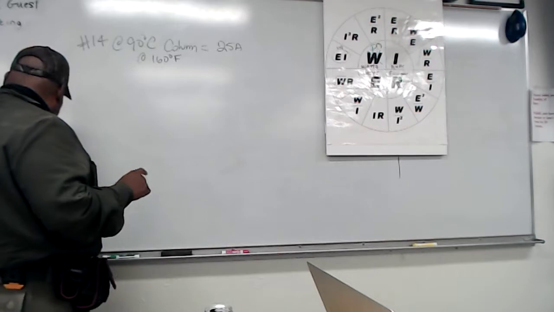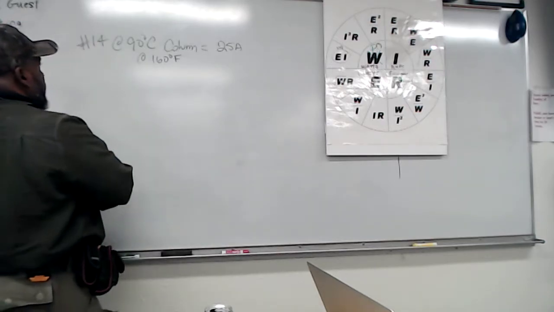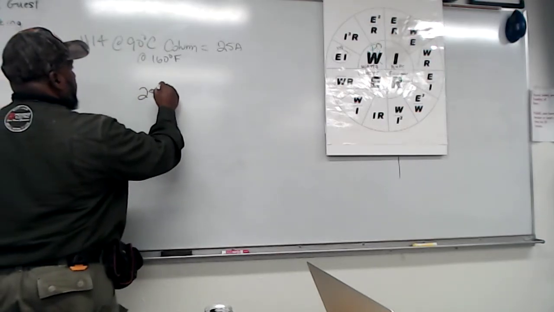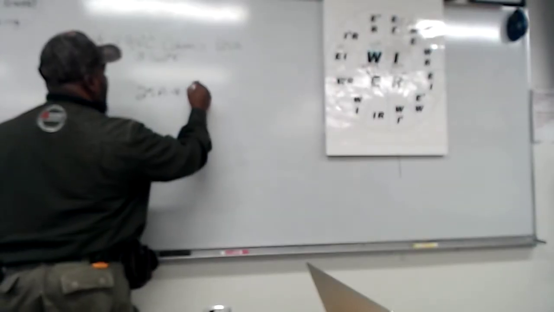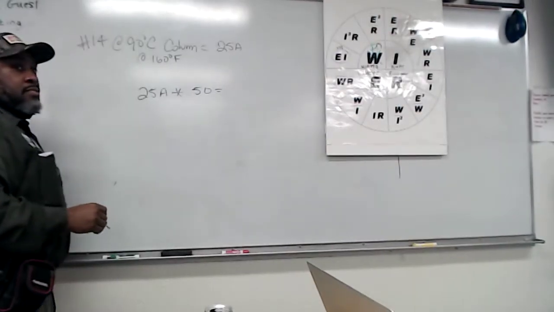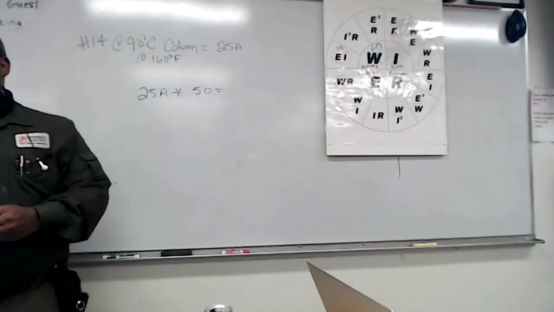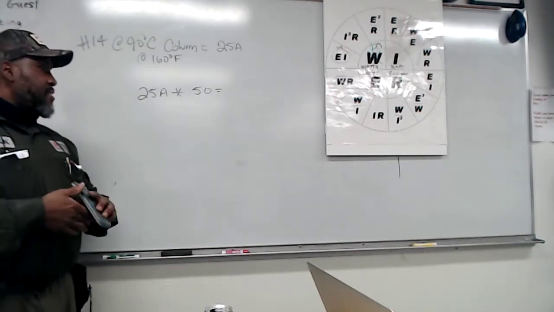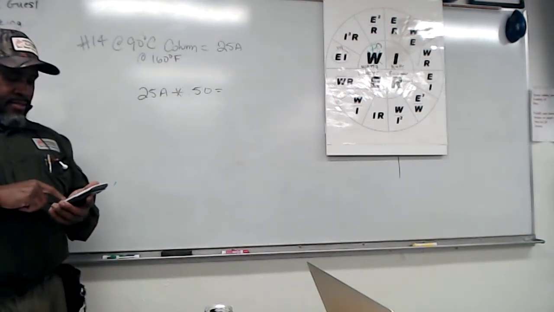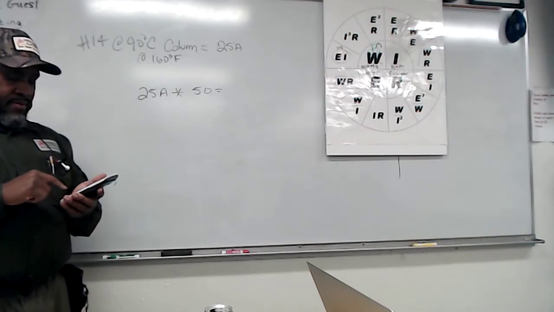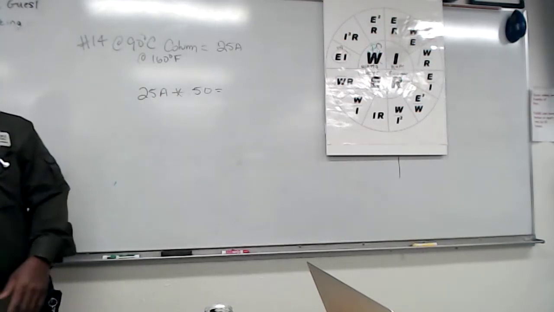So I should be able to take 25 amps and multiply times 0.50. And that should give me the right answer. Hopefully. Let's see. 25 times 0.50 is 12.5.